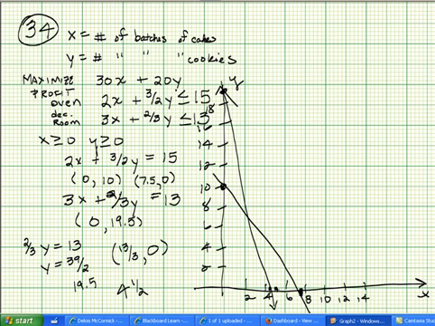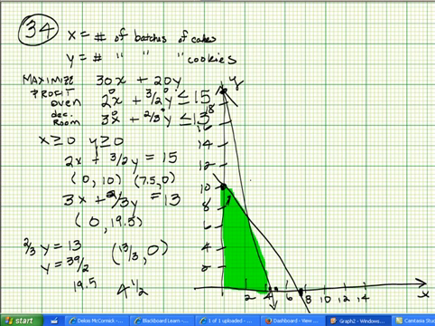Okay, now as we look at 0, 0, it yields a true statement for both of these. So we're shading both of these down. So the intersection, I want to stay in the first quadrant if I can, is that little region there.